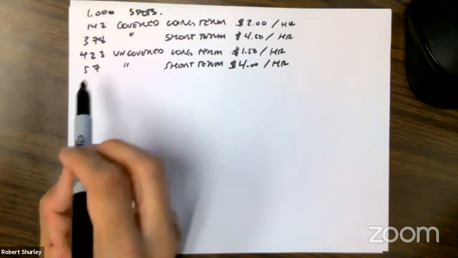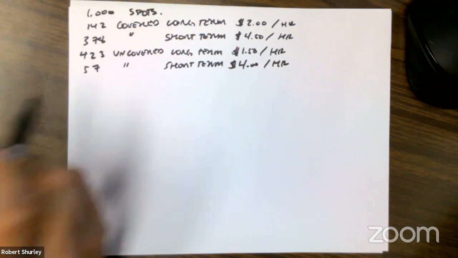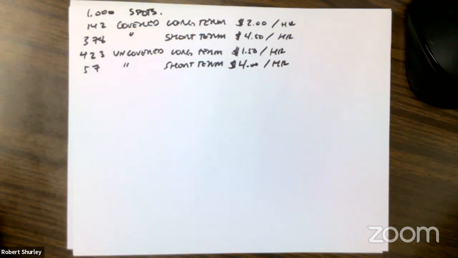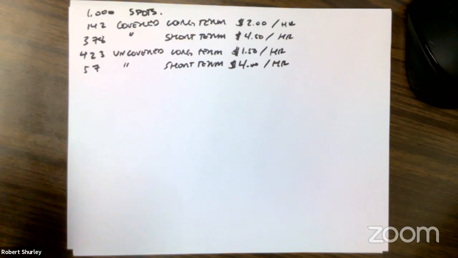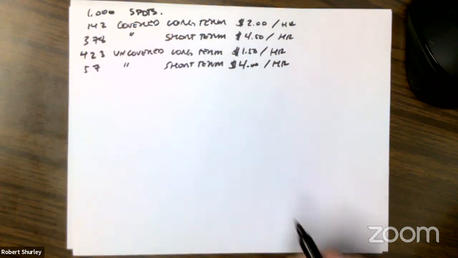Okay. And look, this is all that can happen. If we add these up, I'm going to do it real fast just to make sure our math's right. 57 plus 423 plus 378 plus 142. Yep, adds up to 1,000. Okay, so here's all the different spots broken down, right?